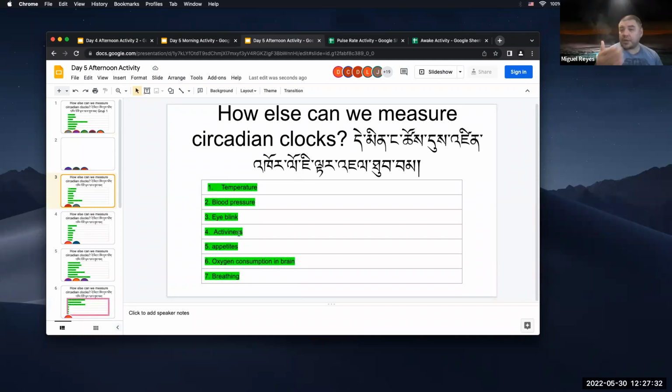Activeness, that's what we did with our math. So you could essentially make a new experiment that's testing how active we are. Eye blink, I could see eye blink being more of a quick cycle that you could measure, absolutely, in short spurts of time. Perhaps we blink differently at different times of the day. I don't know if we do.